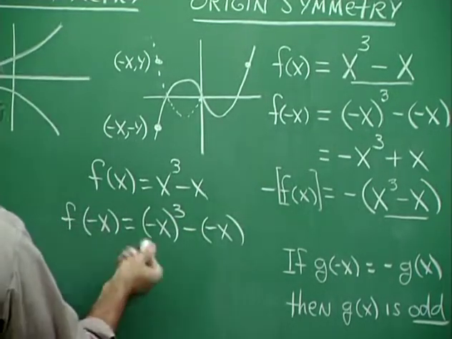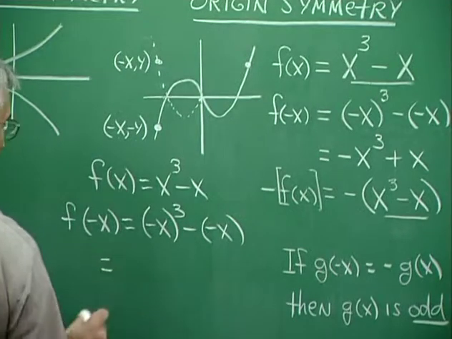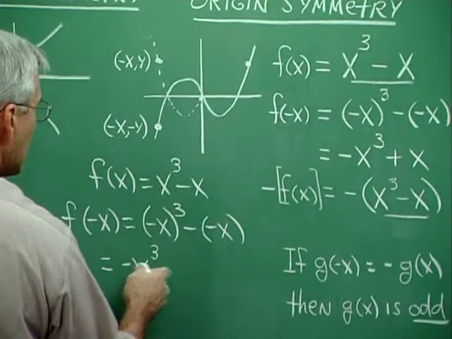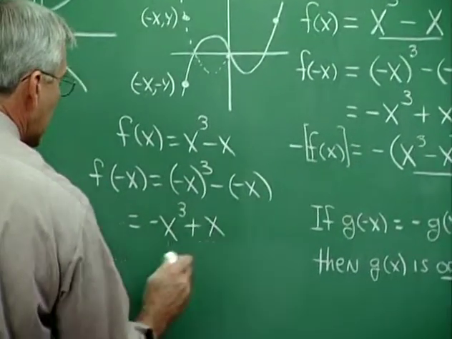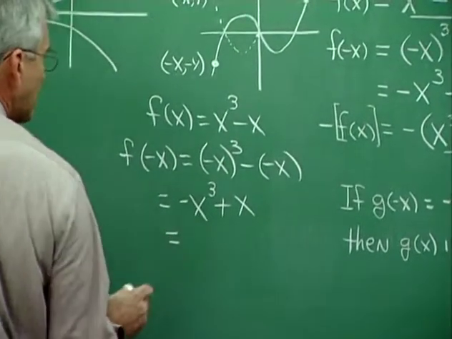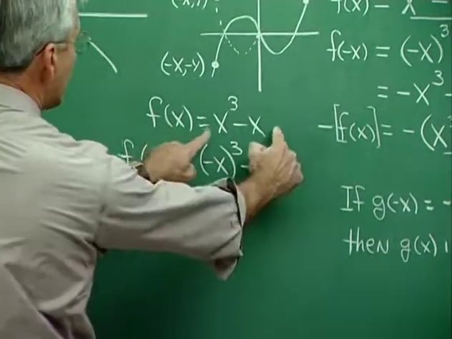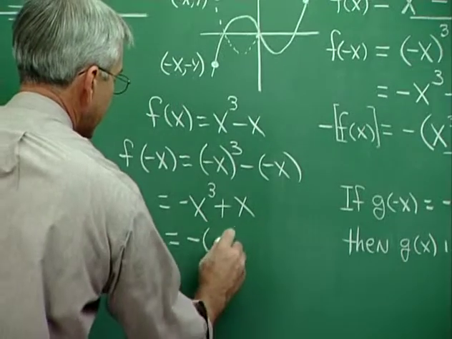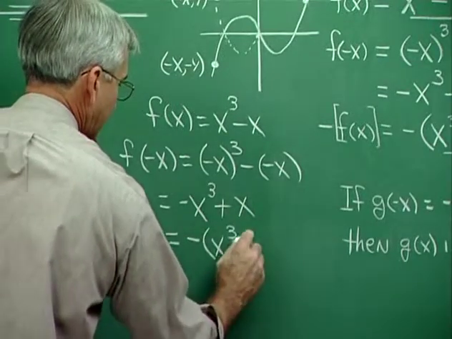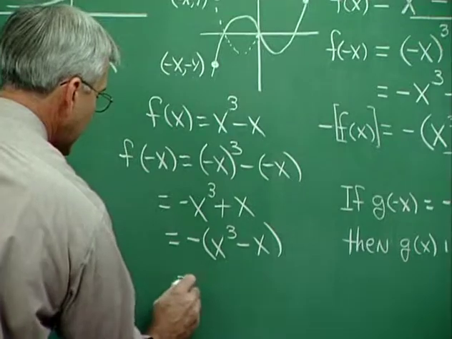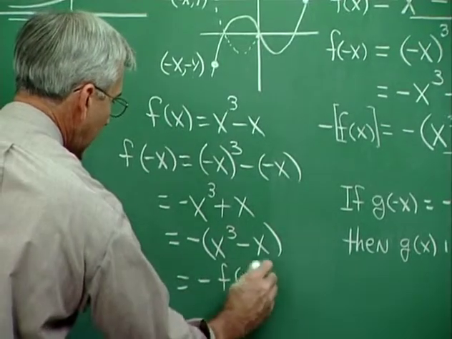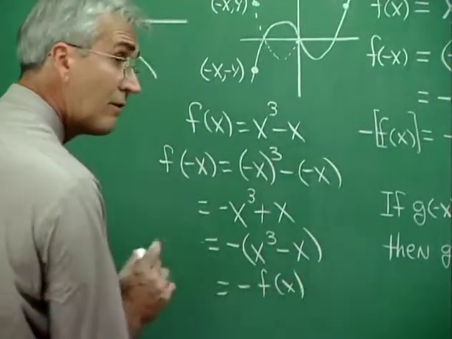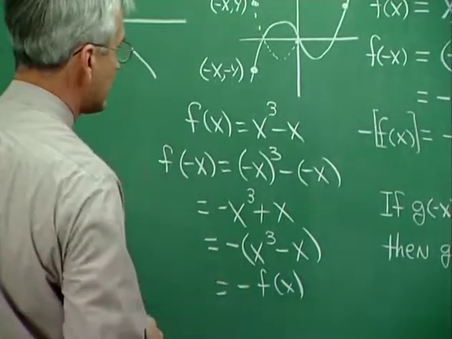And now I want to manipulate into a particular form. And it's very similar to what I did over here. Negative x cubed plus x. And now I'm trying to create a situation where I have the negative of f of x, the negative of this. So I'll force that factorization here, and I get, and this then is the negative of f of x, and therefore, because f of negative x is equal to the negative of f of x, I determine that f of x is odd.